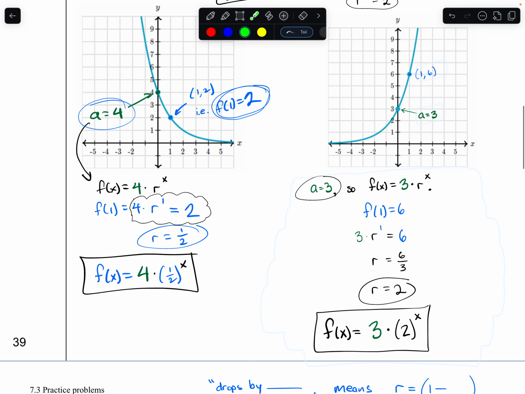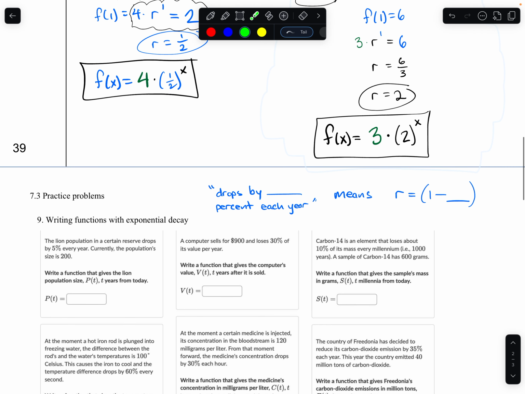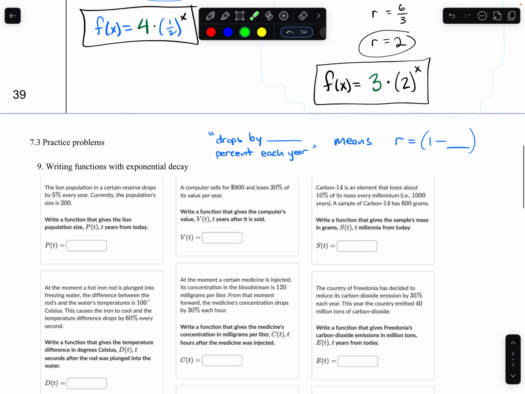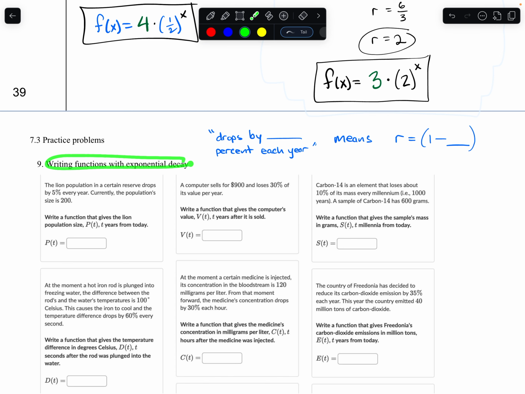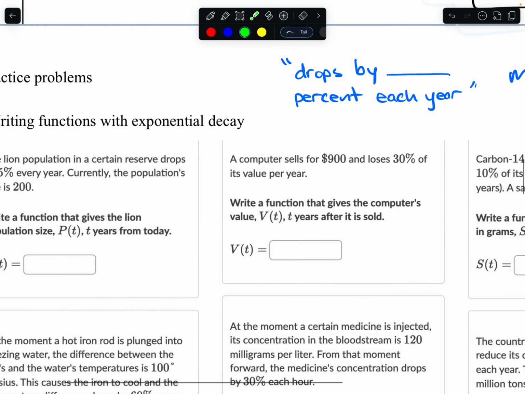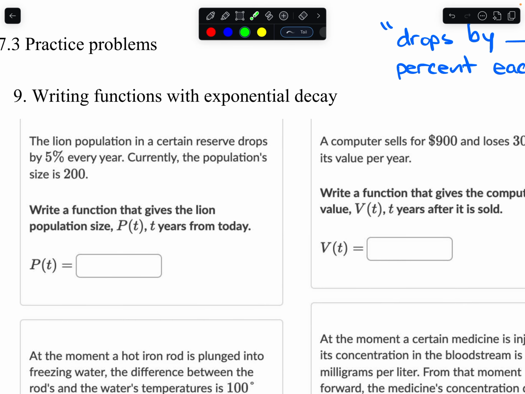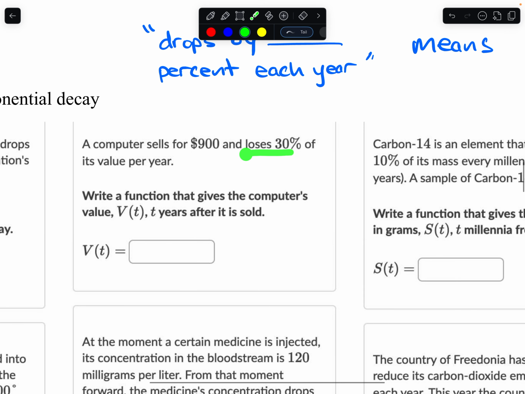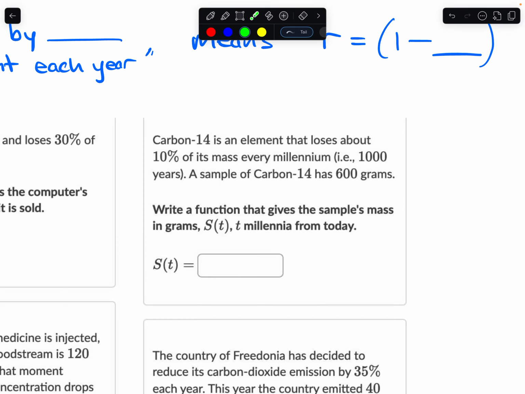All right, and that's it for our notes. I do want to move into the practice problems this time. You're going to have some skills that ask you to write functions about exponential decay. And so you'll see wording like the population drops by 5% every year, or loses 30% of its value per year, or loses 10% of its mass every, in this case, millennium instead of year, but every unit of time, right?